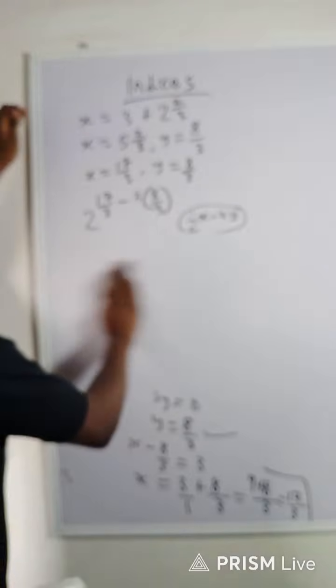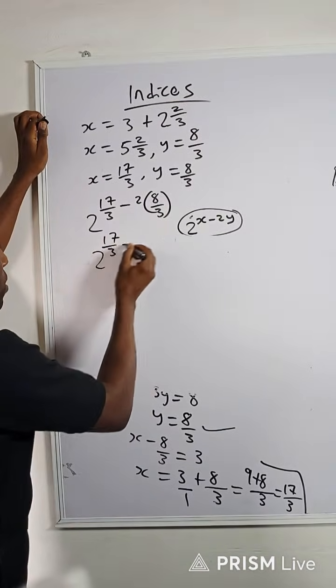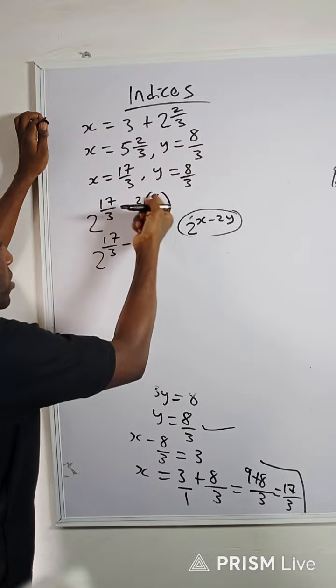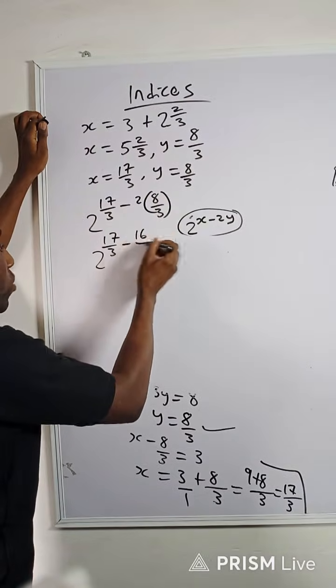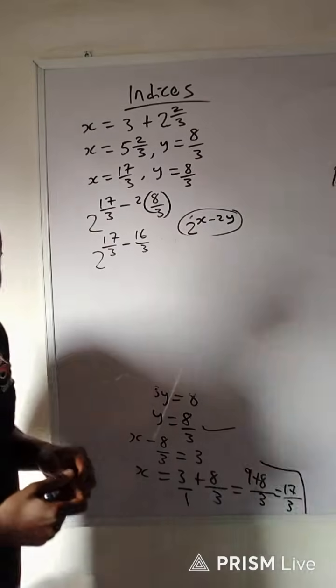So what is this now? This is going to be 2 raised to the power of 17 over 3 minus 2 times 8. You are multiplying this 2 by 8. You have 16, then over 3. All right?